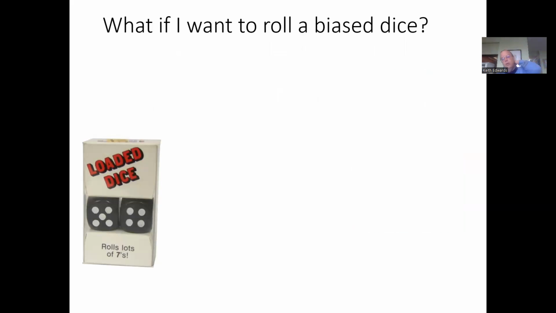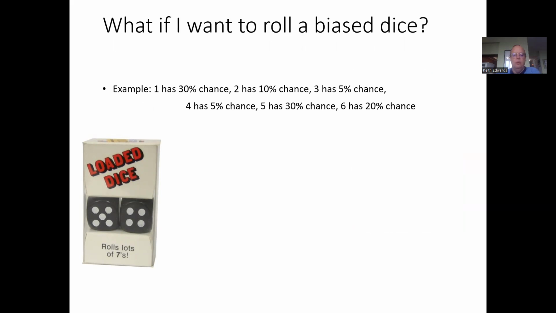What if you wanted loaded dice? And this is a problem I typically have in CS407 for some of the simulation. 1 has a 30% chance, 2 has a 10% chance, 3 has 5%, 4 has 5% chance, 5 has a 30% chance, and 6 has a 20% chance. So this die is loaded towards 1, 5, and 6. It would be rare that you would roll a 2, 3, or 4. So that's what the distribution would look like.